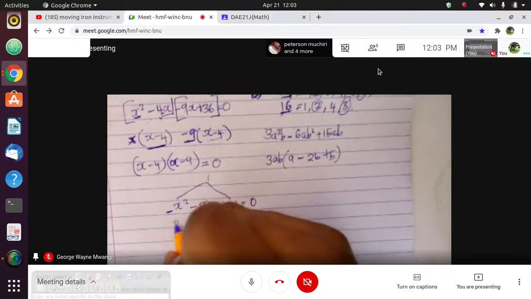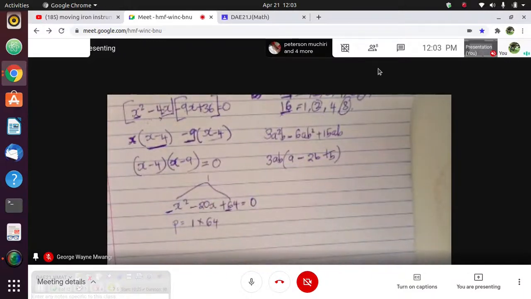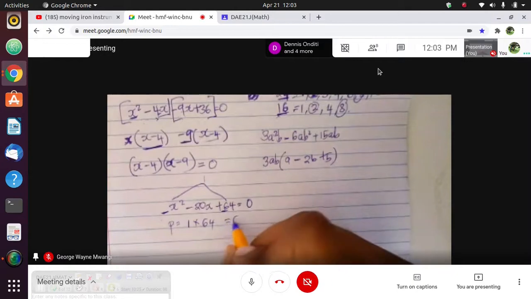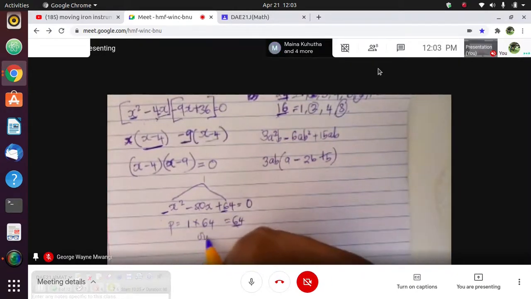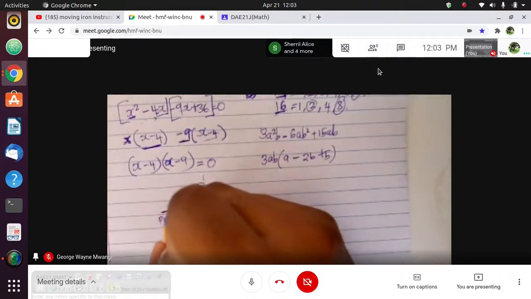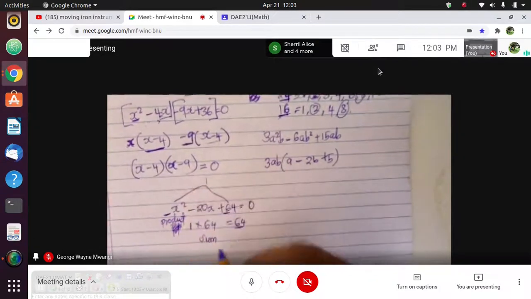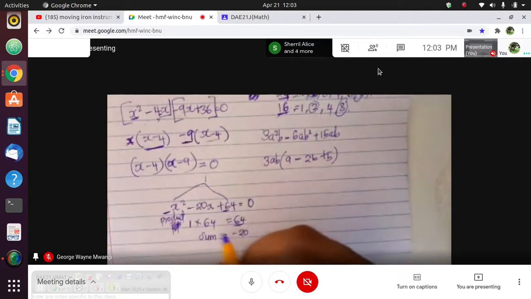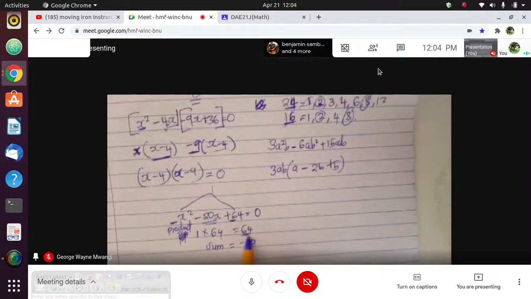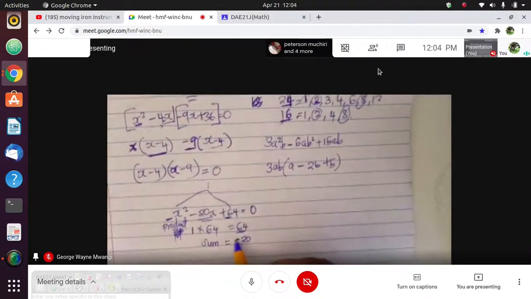Now, which number will I get when I multiply? I will get 64. 1 times 64 is 64. This is the product. And when I add those two numbers, it gives me minus 20. I want to find two numbers that when I multiply, will give me 64, and when I add them, give me minus 20.